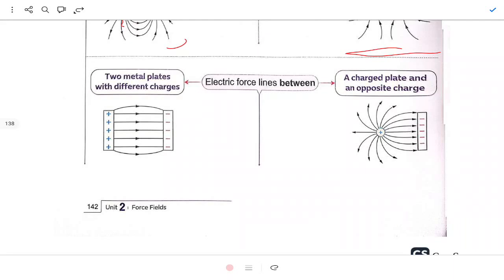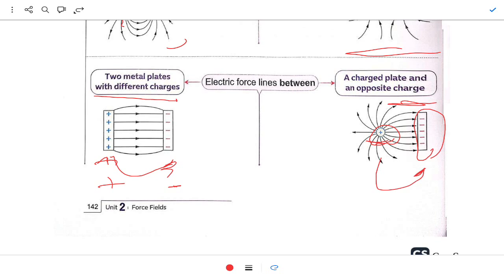and so on. If you have metal plates with different charges, positive and negative, the lines would be like that. They come from the positive and go to the negative one. A charged plate and an opposite charge: if we have a positive charge and a plate with a negative charge, the lines will also come from this charge and go to this plate, because they have different charges.